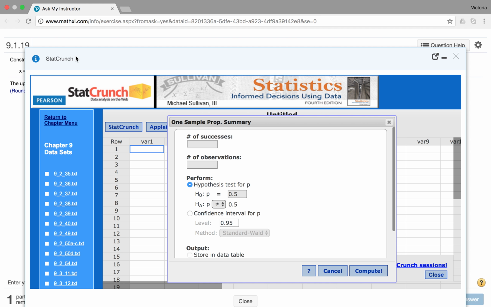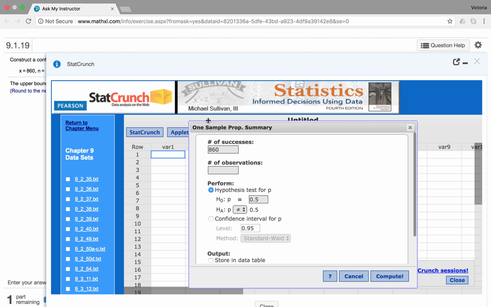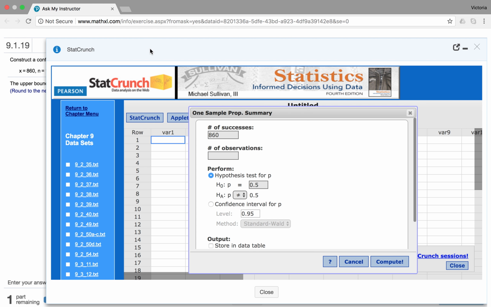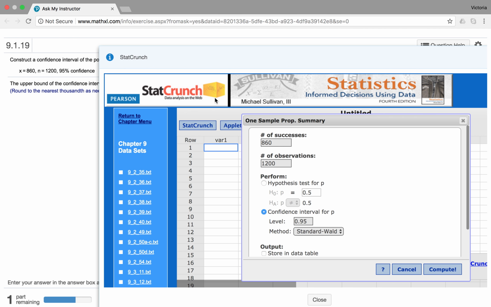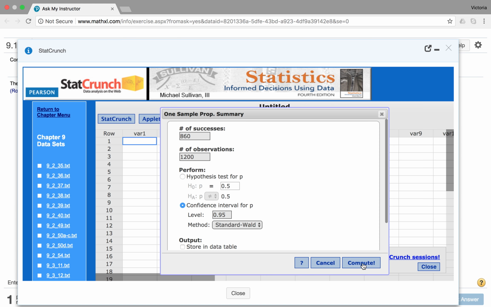So our number of successes, again, was 860, so we type in the number of successes. The number of observations, again, was, I think, 1,200. Let me just make sure and verify that. Yep, 1,200. And we're doing a confidence interval, so we're going to click Confidence Interval. We want 95% confidence, so I don't have to change that. And then I just click Compute.